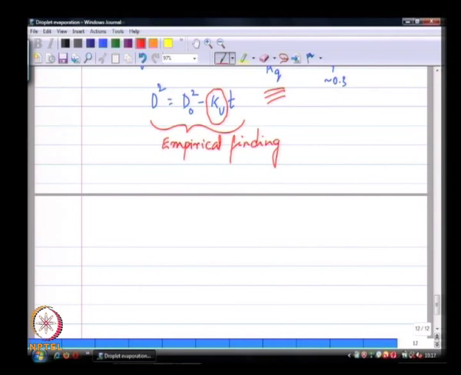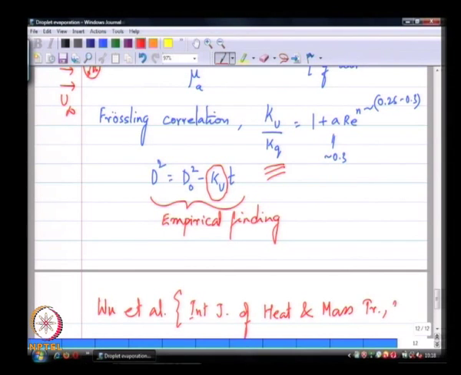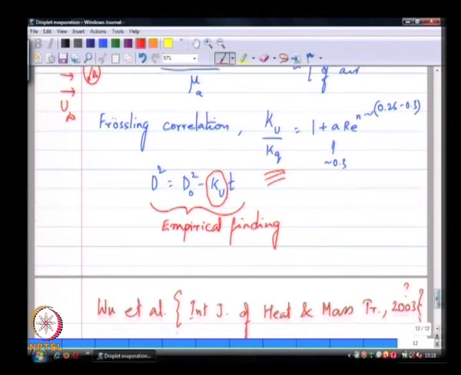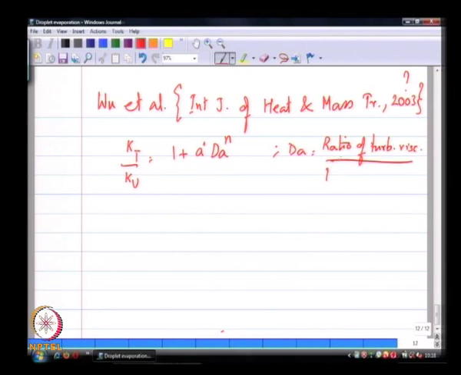Now, there have been other modifications for this. Recently, there was a work by Wu et al. in the International Journal of Heat and Mass Transfer, I believe 2003, although I am not sure of the year, where they provided a modification to the Fröessling correlation in terms of a turbulent fluctuation, using the ratio of turbulent viscosity to molecular viscosity.